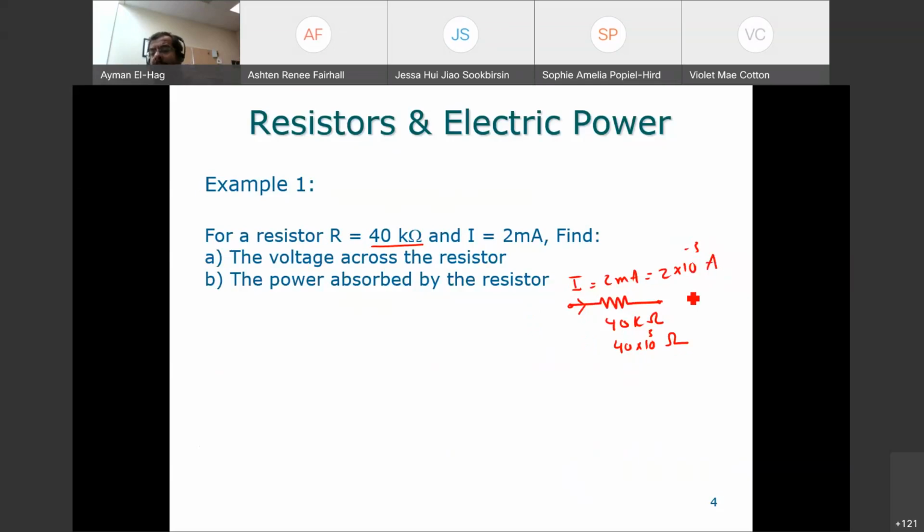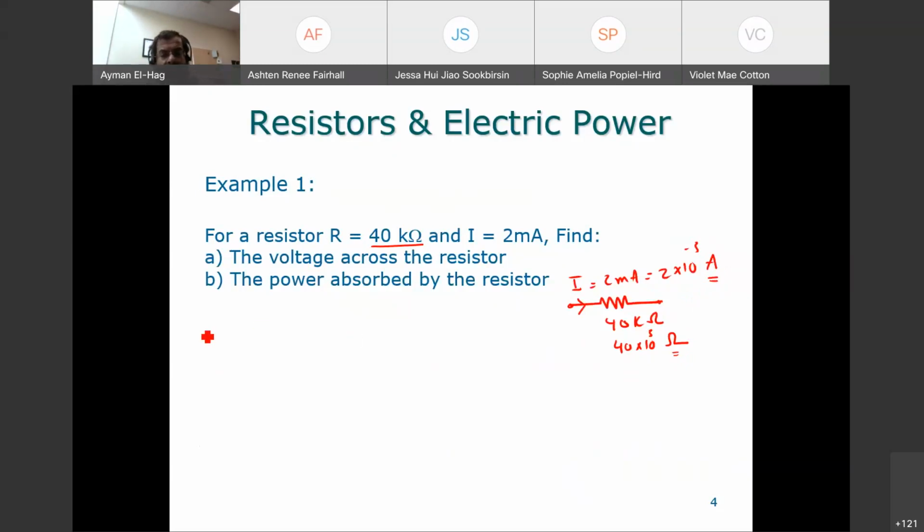Now it's very important to keep the SI units. The SI unit is a standard unit: the current in amps and the resistance in ohms. So when you multiply ohm with amps, you get volt. Okay, so it's very good to write it in this format.